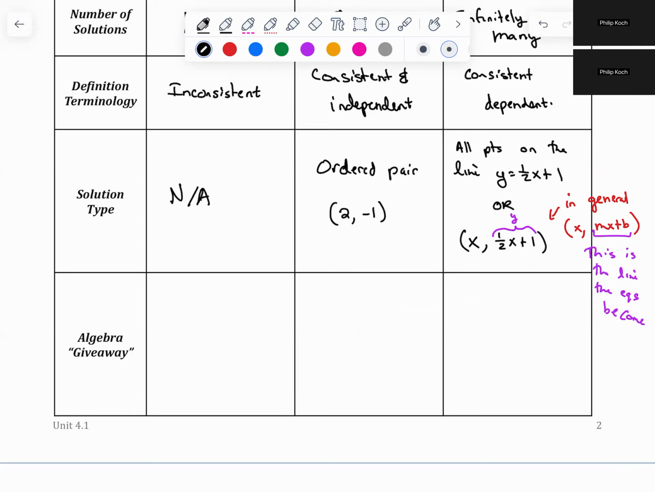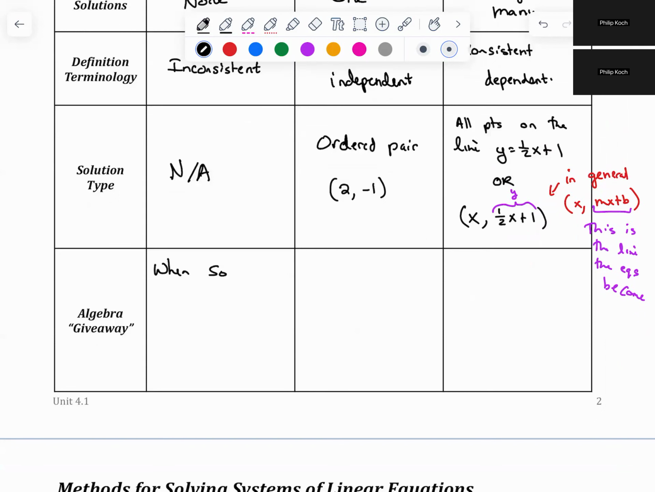Now, you'll have an inconsistent system if when solving, you get a false statement. Like 0 equals 2 or -5 equals +7. Anything like that. If you get a false statement when you're solving it, that means that there is no solution. When solving, if you get a false statement, there's no solution. It's an inconsistent system, but all you need to say to me is no solution.